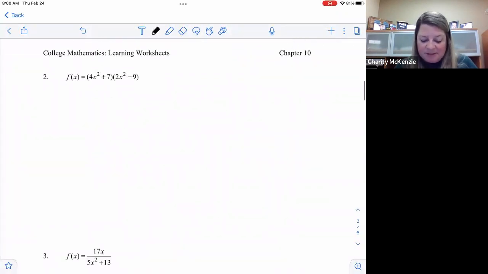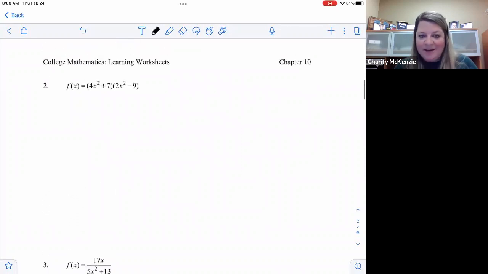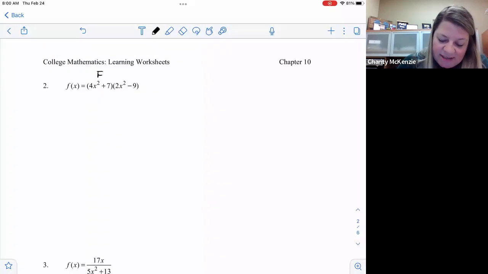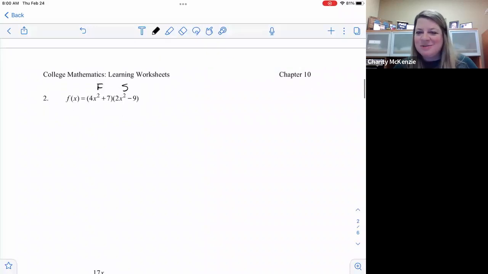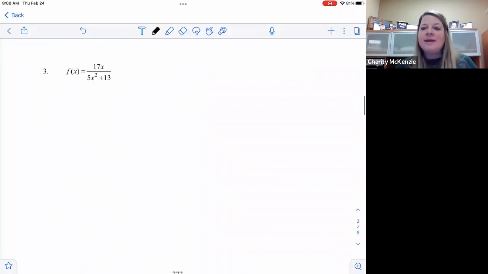So problem 2 is the same. I really could multiply it out, but you could think of this as first, this is second as well. I thought there was one more. Hold on, I'm just going to look real quick. Yeah, so I'm going to skip 2 just because it's so similar. Let's look at 3, quotient rule.